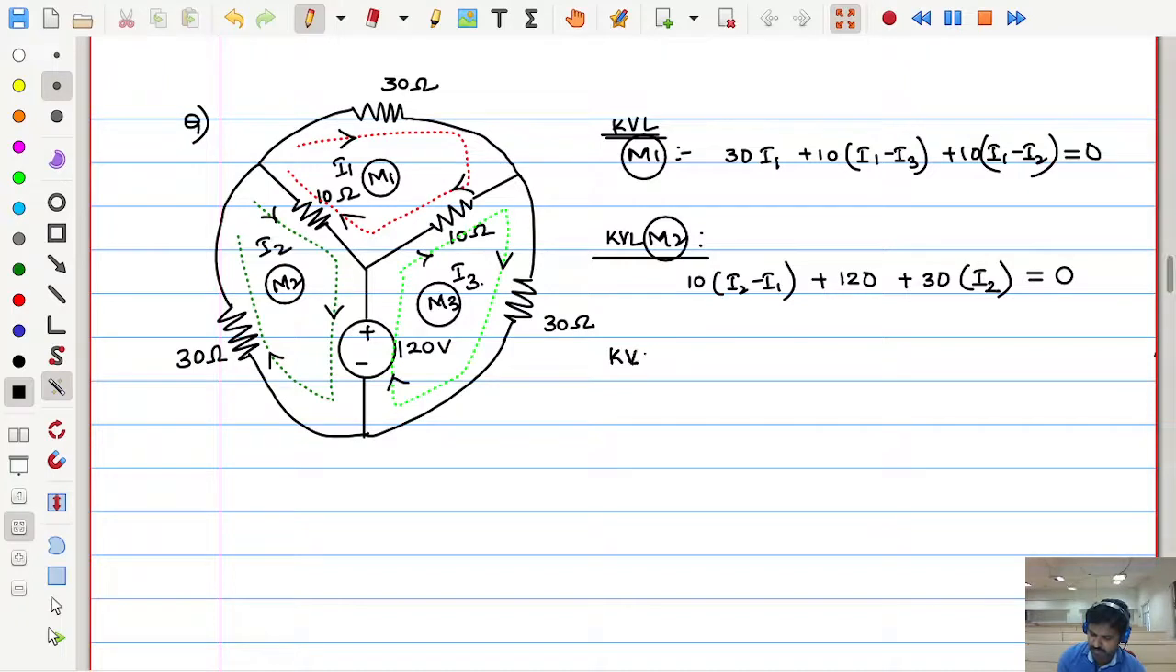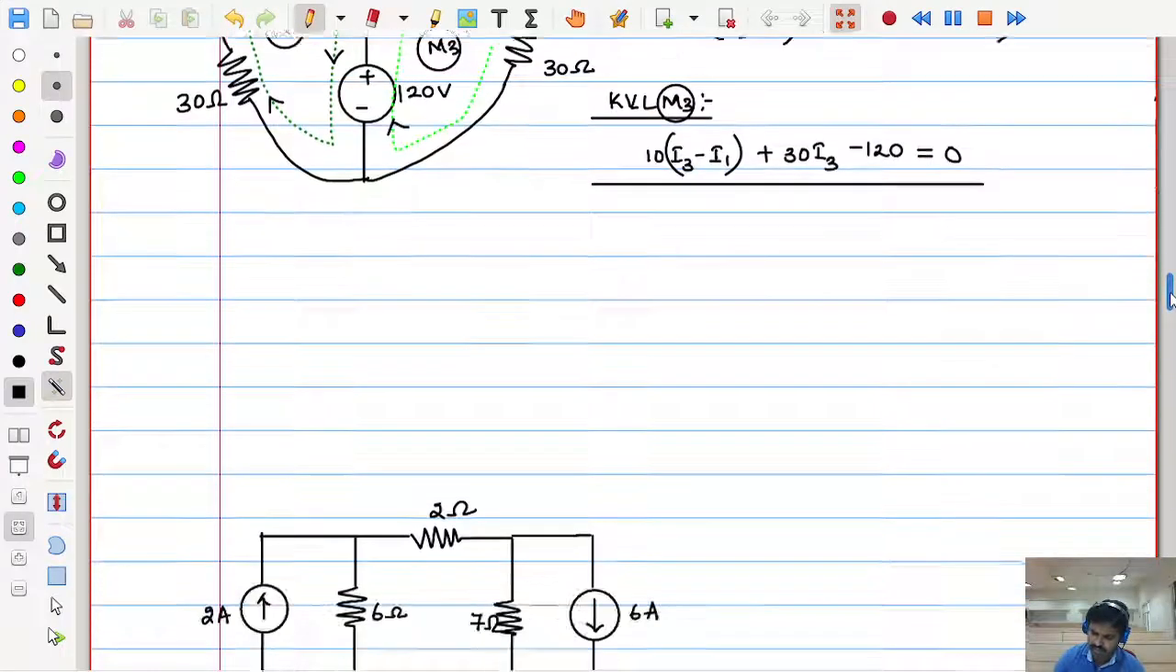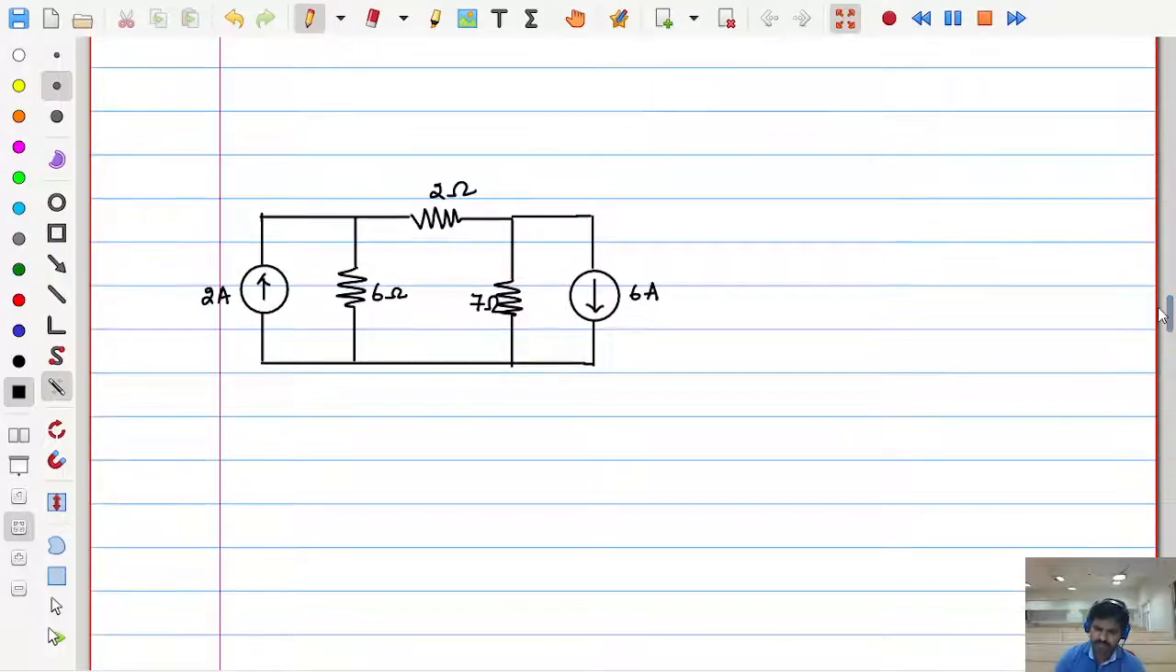KVL for mesh 3. What do we do? 10 into I3 minus I1, plus 30 into I3, minus 120 is equal to 0. So like this, within 1 or 2 minutes we can write these equations very fast, and we can do some interesting things.